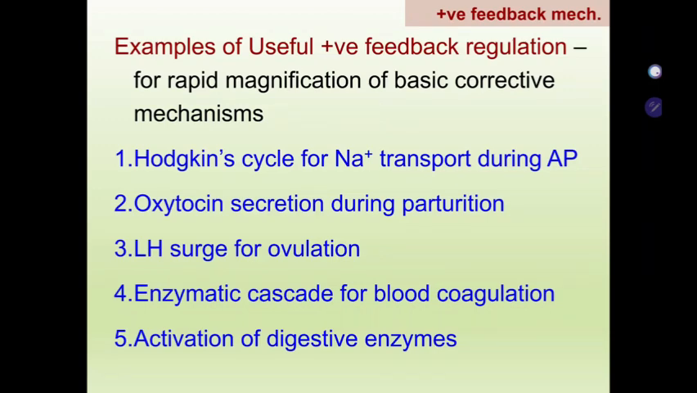The prime example is the Hodgkin cycle for sodium transport during action potential. Second is oxytocin secretion during parturition. This is the prime example of positive feedback regulation. Others are the LH surge for ovulation, the enzymatic cascade for blood coagulation, and activation of digestive enzymes.